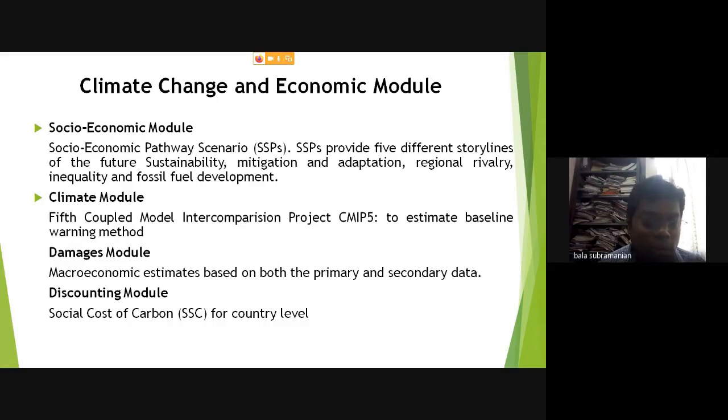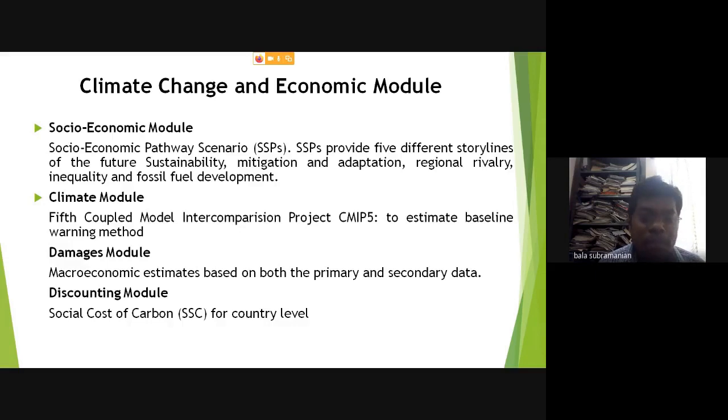Nicholas Stern, what I said earlier, the Stern economics of climate change. The damage model is a very basic and very famous model for assessing the economics of climate change at the local, national, and international level. So there is a macroeconomic estimation based on both the primary and the secondary data. Then the discounting model. So the discounting model is the social cost of carbon. Again, I come to the economic perspective, social cost of carbon.